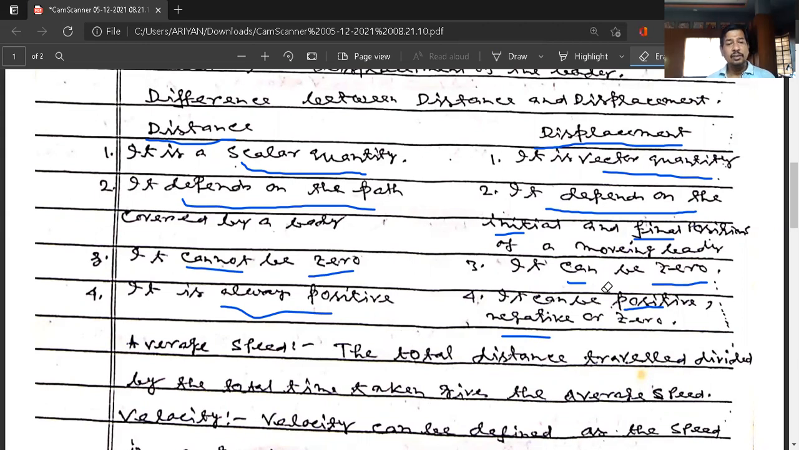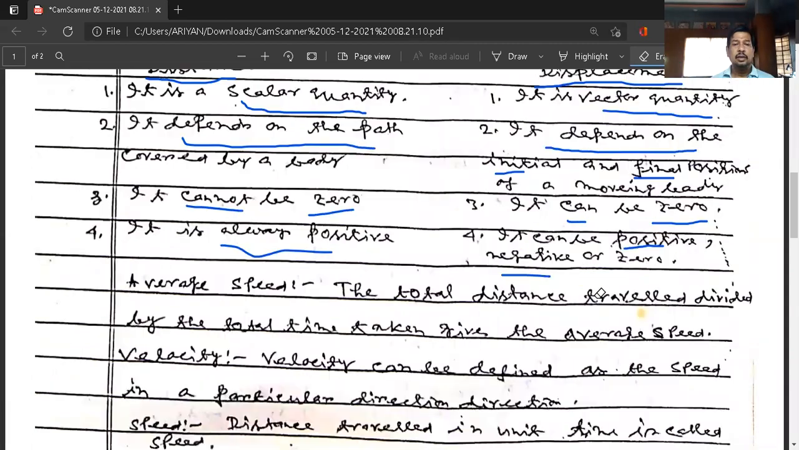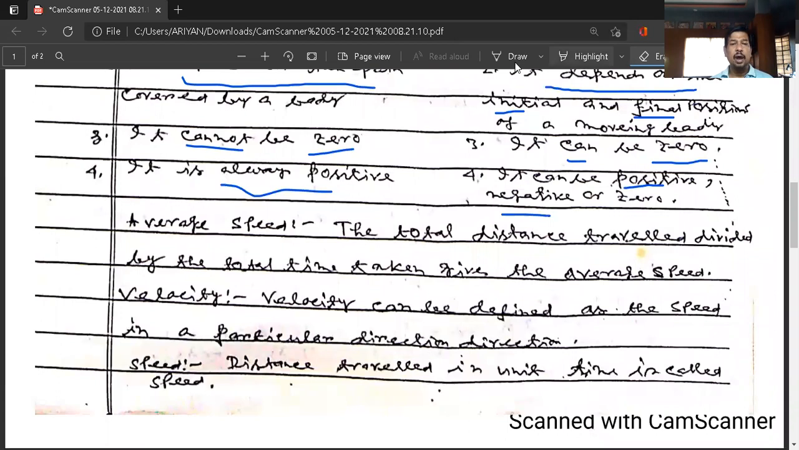তাহলে what is average speed? Average speed देखो, the total distance traveled divided by the total time taken gives the average speed. What is average speed? Total distance by total time. Total distance traveled divided by the total time taken gives the average speed.